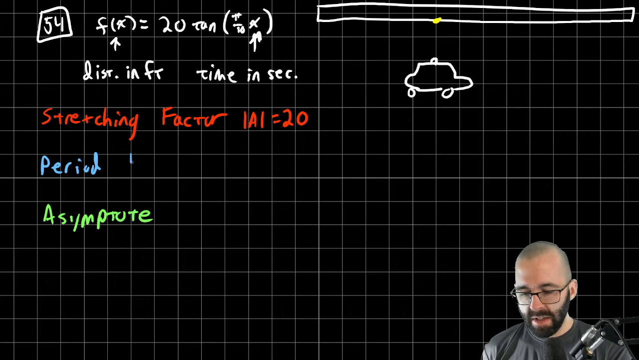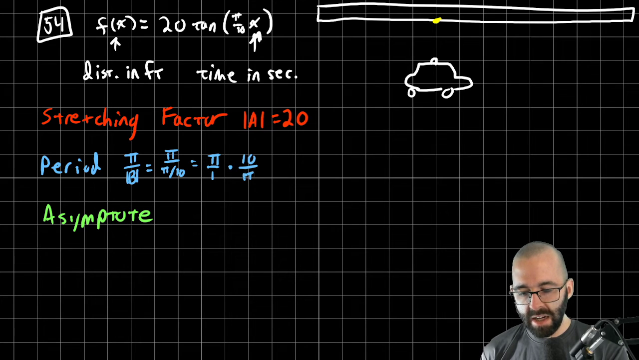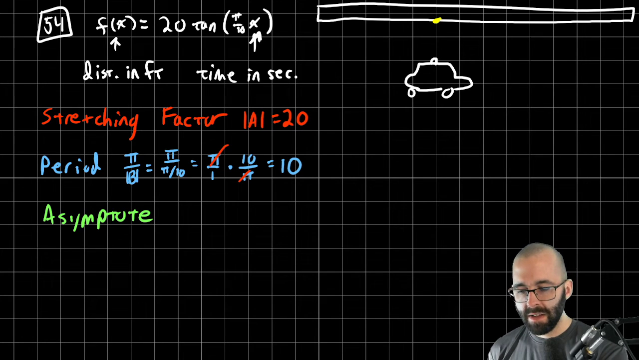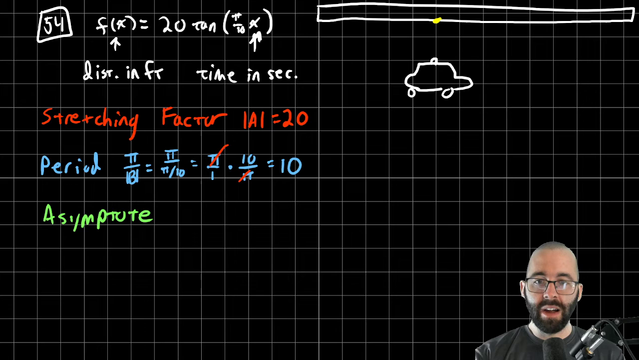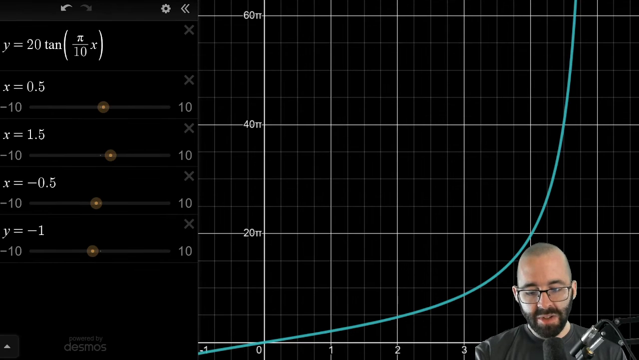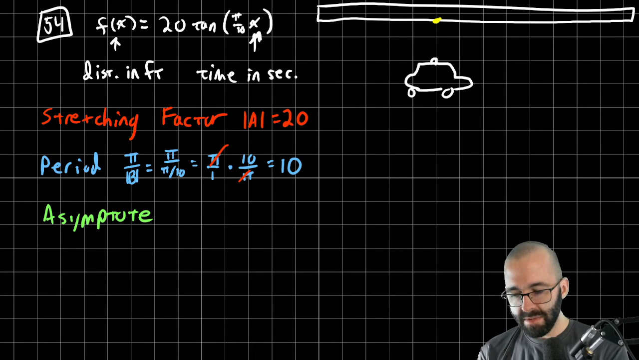The period is going to be pi divided by the absolute value of B, which is pi divided by pi over 10. Just pi over 1 times the reciprocal, 10 over pi. Pi's cancel, the period is 10. Let's also wait to interpret that one as well. The asymptote, that was very clear from the graph. Well, it took a little bit, but it should have been very clear. The asymptote is at x equals 5.